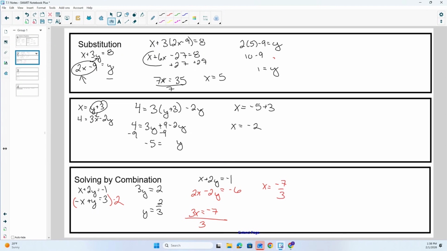So with solving by combination, I could go back and forth and do it both ways. I could have, if I wanted to, put this 2/3 into the first equation and solve for that.